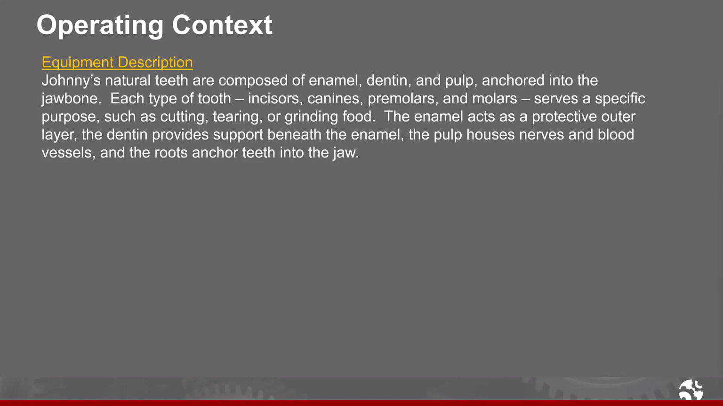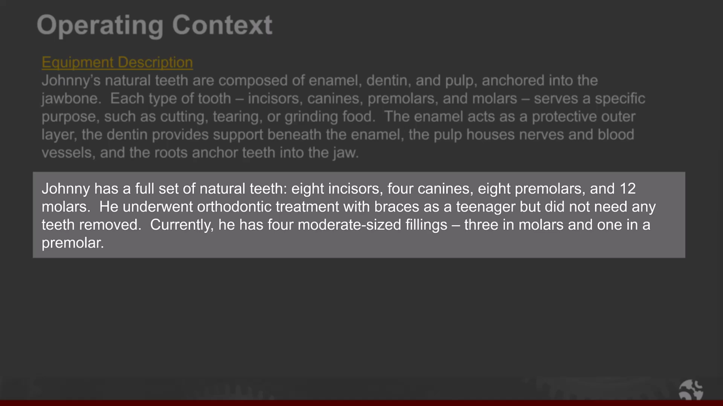Equipment description. Johnny's natural teeth are composed of enamel, dentin, and pulp anchored into the jawbone. Each type of tooth, incisors, canines, premolars, and molars, serves a specific purpose, such as cutting, tearing, or grinding food. The enamel acts as a protective outer layer. The dentin provides support beneath the enamel. The pulp houses nerves and blood vessels, and the roots anchor teeth into the jaw. Johnny has a full set of natural teeth, 8 incisors, 4 canines, 8 premolars, and 12 molars.